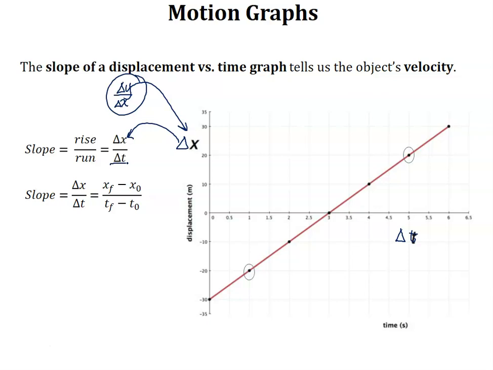So I'm just going to pick 2 points on the line and go ahead and calculate the slope. In this case, what we have is a velocity of 10 meters per second, and that's going to be a positive velocity, which means the car's velocity is in the positive direction.